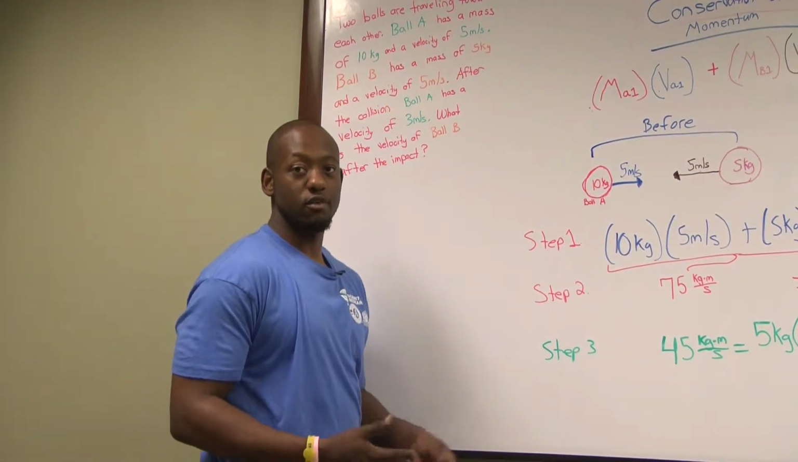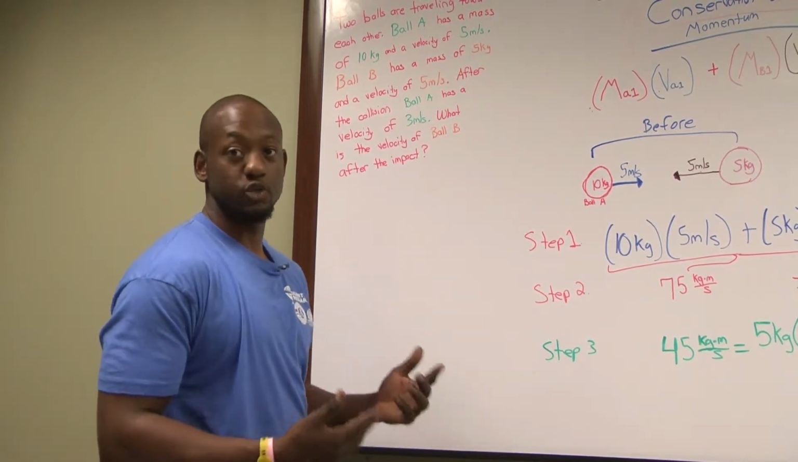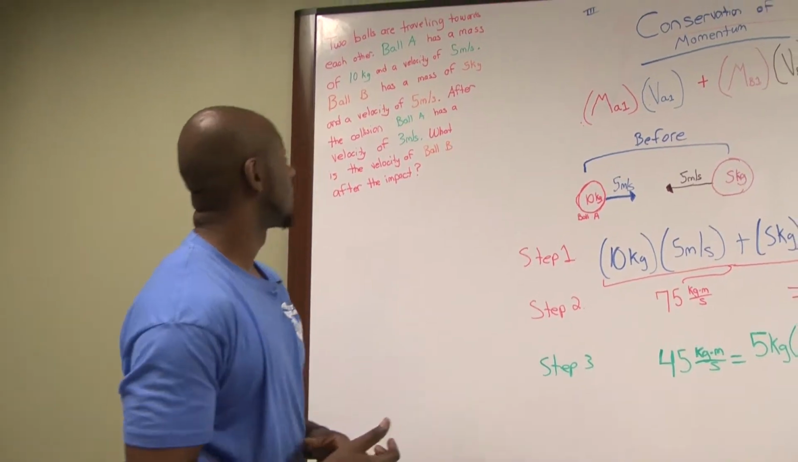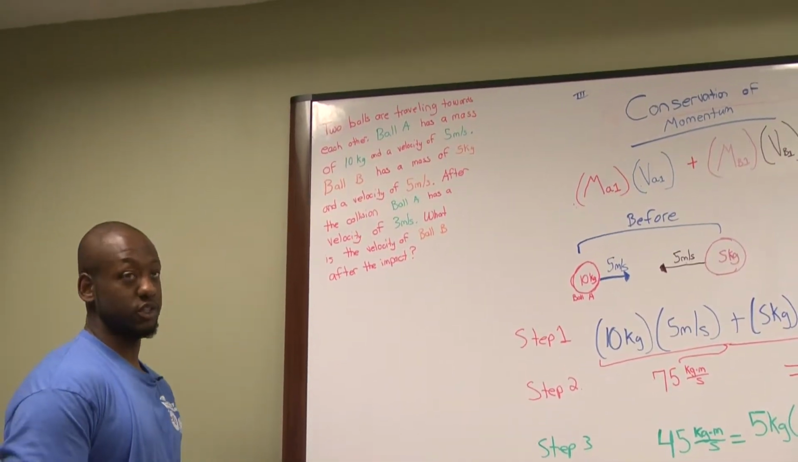I've given you a brief overview of the conservation of momentum, as well as real life scenarios where it could be applied. Now we're going to go through a problem that you might see in a book. Two balls are traveling towards each other.